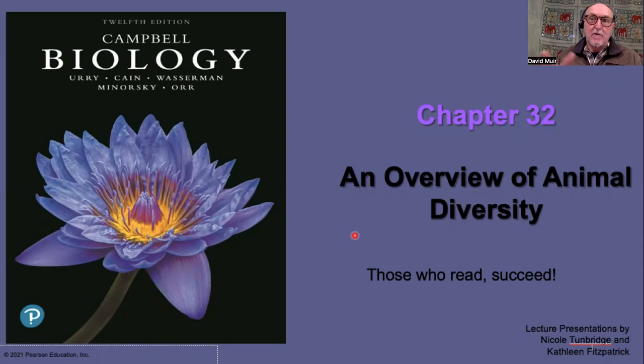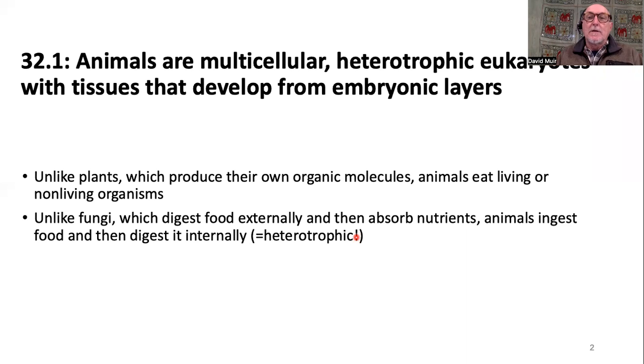Today, we're going to be discussing animal diversity, preparatory to quite a lengthy discussion about the animal kingdom. And first of all, we're going to learn that there are certain things which make an animal, which distinguish it from, for example, the other predominantly multicellular groups, the fungi and the plants. So what makes us animals is the fact that we are multicellular, we are heterotrophic, obviously we're eukaryotic, and in particular that we have tissues which develop from early embryonic layers.